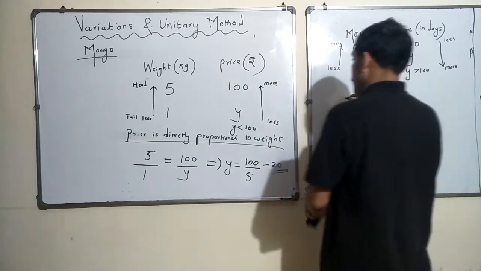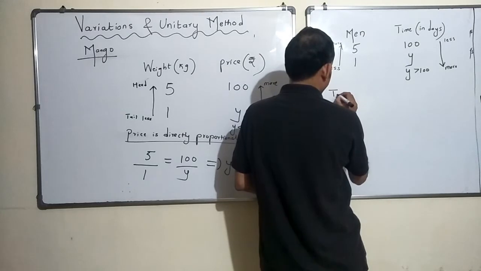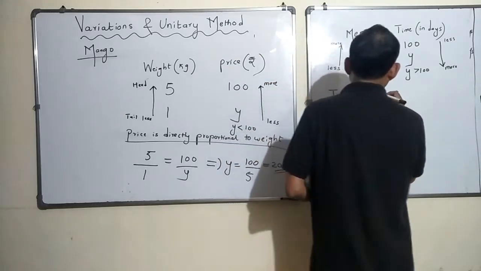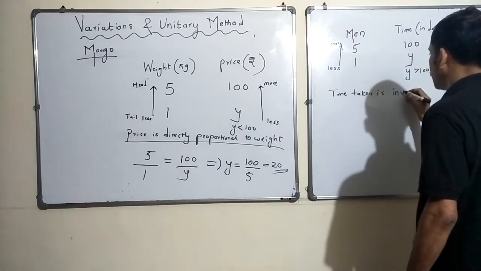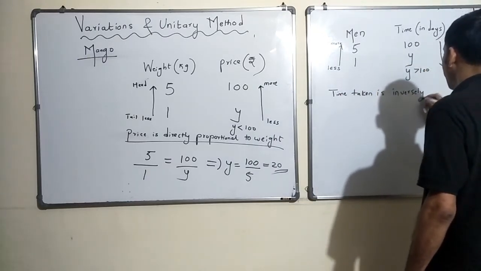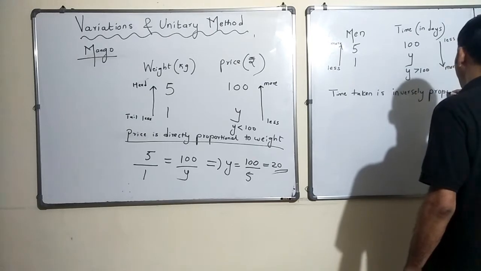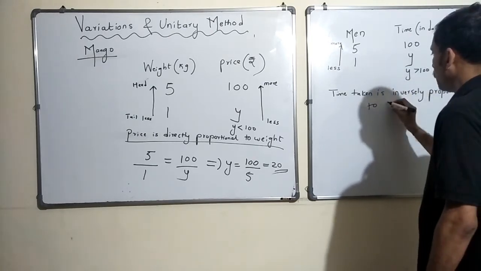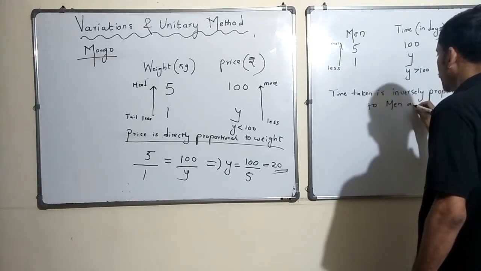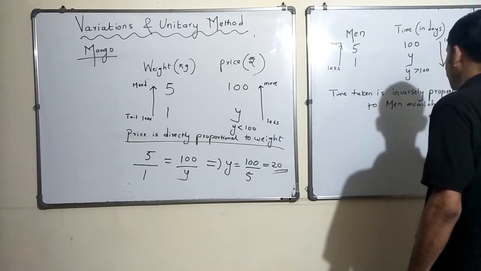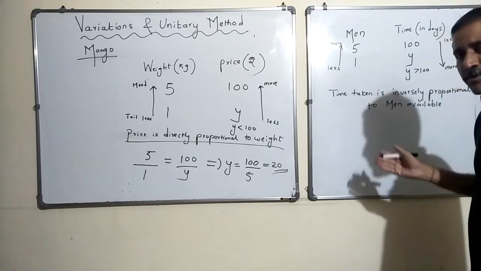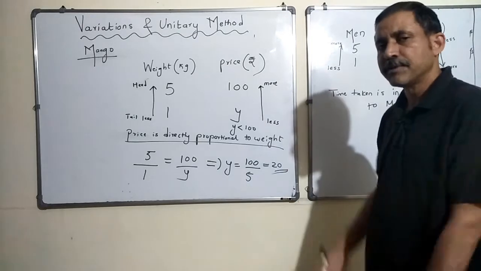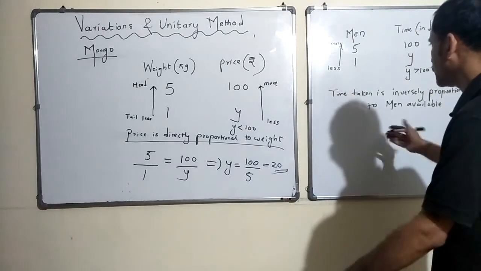In that case we say time taken is inversely proportional to men available, correct, no? More men, less time. Now this is very common sense. You have more people, you will finish the work early. If you have fewer people, you will take more time to finish the same work. So it is the same stuff.